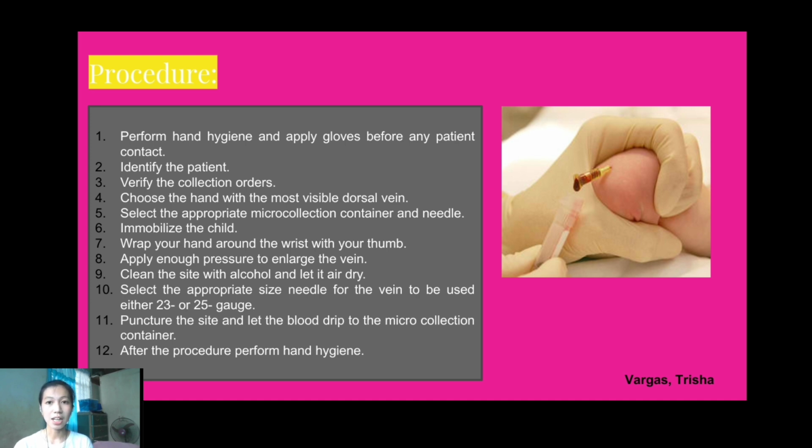And after that, we need to fill the microcollection tubes from the blood dripping from the needle hub and relax pressure on the child's wrist intermittently to allow additional blood flow. After all the microcollection containers have been collected, remove the needle and apply pressure to the site with a gauze square or cotton ball. Next is dispose of the needle in the sharps container and seal the sample containers. The anticoagulant samples should be mixed 5 to 8 times and label the collection containers after. And after performing the procedure, we need to perform hand hygiene.